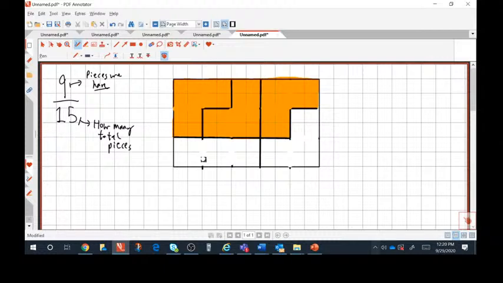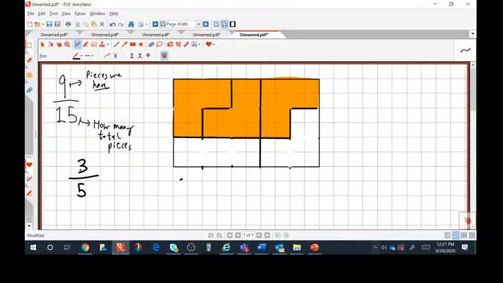Here we go. Isabel, how many total pieces have I cut the cake into if I cut it this way? 5. That means that the denominator could be 5. And how many pieces do we actually have of those 5? 3, which is why an equivalent fraction would be 3/5.